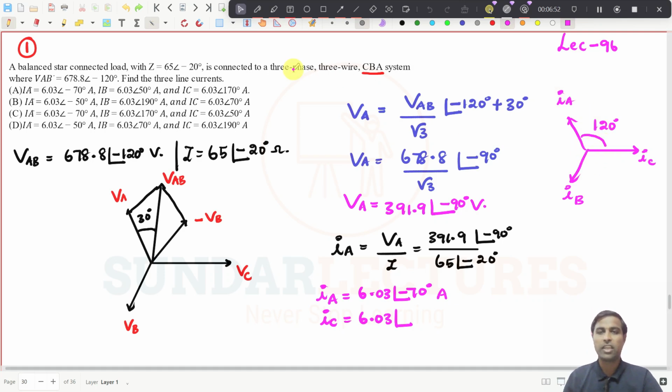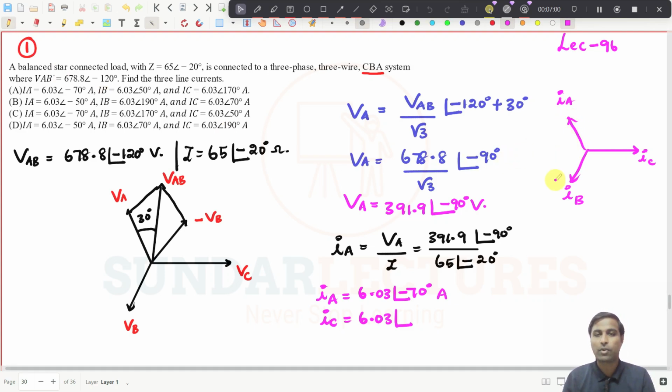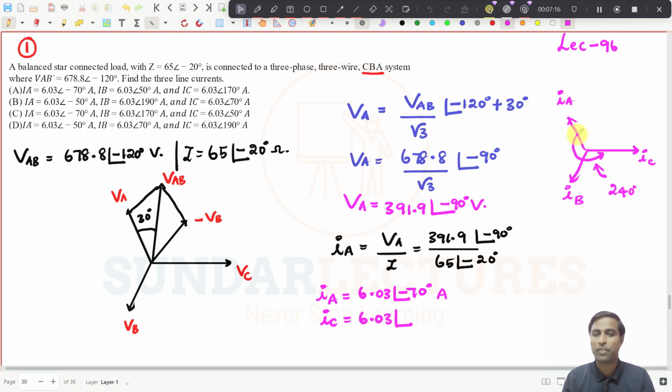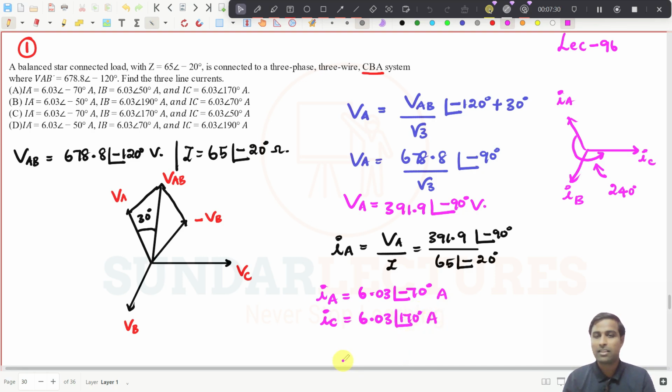Anyhow, one minute. I will tell it in another way because the answers given are in that way. See, this one we have now, right? So I will find the value of IC now. What is this value? It is plus 240, right? From here to here it will be minus 240. From here to here it will be plus 240, right? So minus 70 plus 240, you will get what? That is nothing but 170 degree, right?